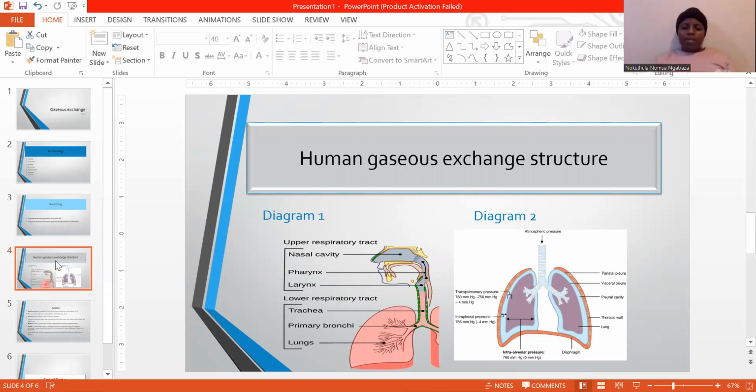When it comes to human beings, we breathe in oxygen through two different ways. We can take in oxygen using the mouth cavity, or we can use the nasal cavity. One thing about the nasal cavity is that it is made up of what is known as ciliated columnar epithelium.